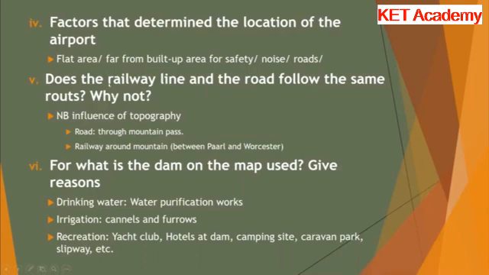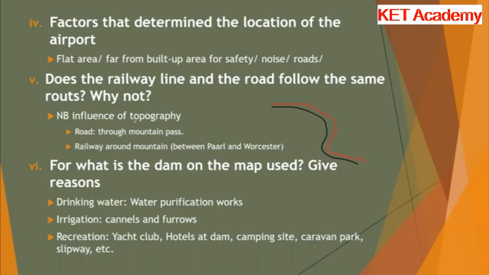Okay, we have spoken about this one before. Why does your railway line and road follow the same routes? And why not? So why do your roads and your railway lines go next to one another? Okay, so if we have our railway and if we have our road and they both snake through the landscape, why do they follow so closely?